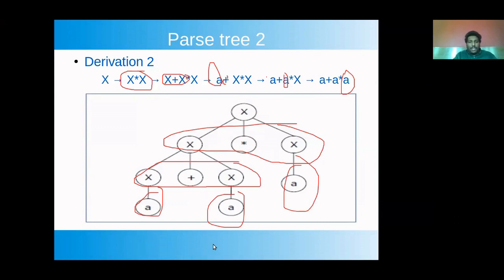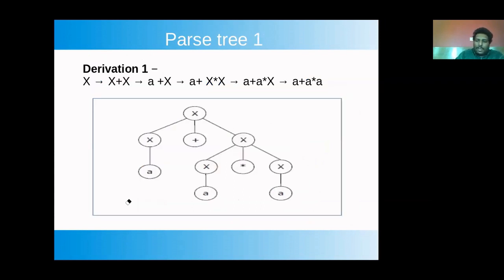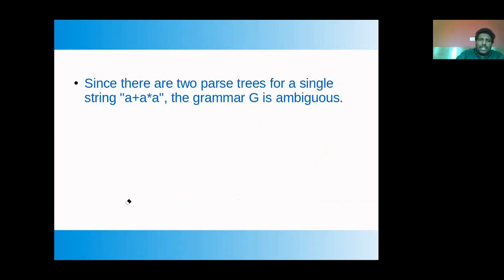So this way we can replace everything, and we are getting two derivations for the same string. Two different ways of generating that string. So since there are two different derivations for a single string, the grammar is ambiguous. This is how we find out the ambiguity of a grammar.